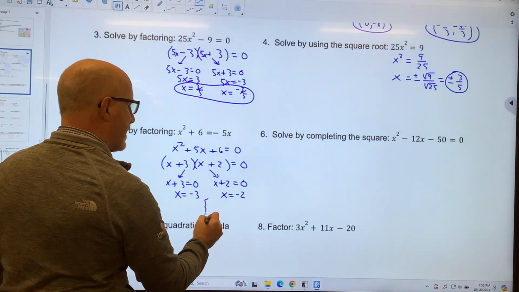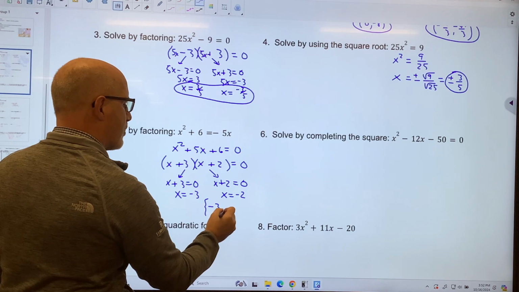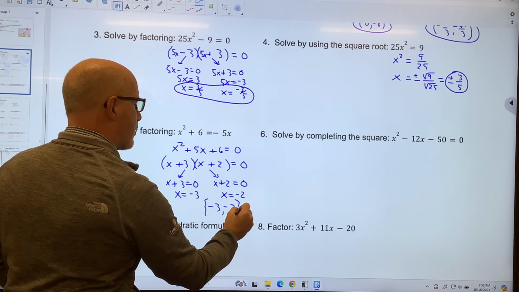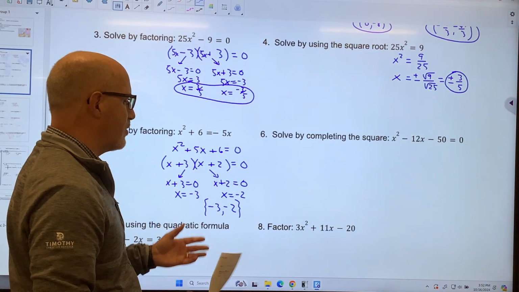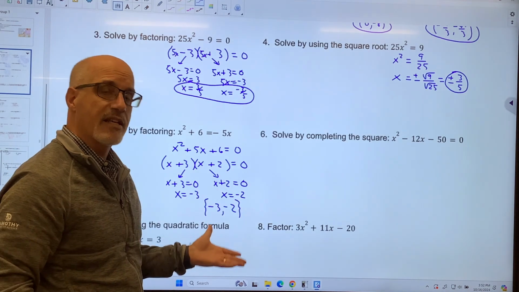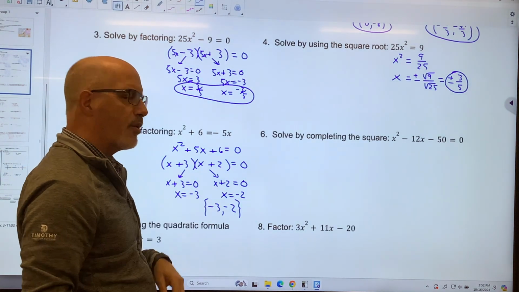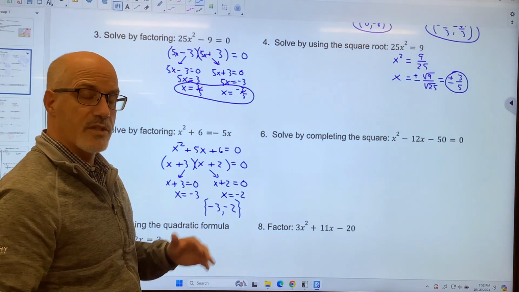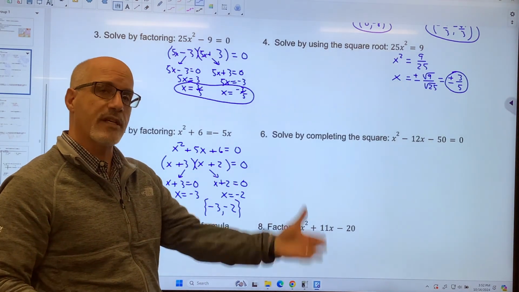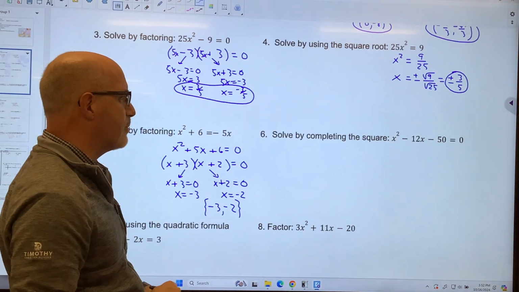Another way you might see it at times, just to keep you familiar with it, is we might use these braces like we used for set builder notation. This is a set. This is the solution set of the answers. So you just put them both in braces. That list tells us that the solution is -3 and -2.